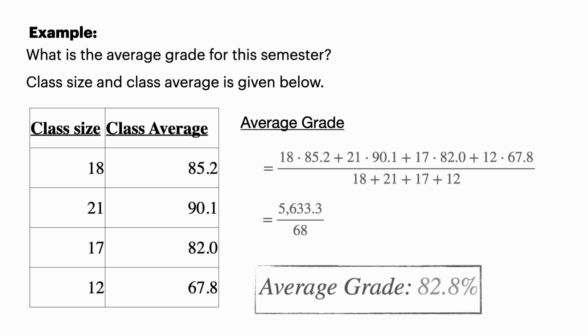So to average this, we can do 18 students times the 85.2 plus the 21 students times 90.1 plus the 17 students times 82 plus the 12 students times 67.8, and then we divide by how many students there are. 18 plus 21 plus 17 plus 12, we have 68 students. We find that the average grade for all of these courses is an 82.8.